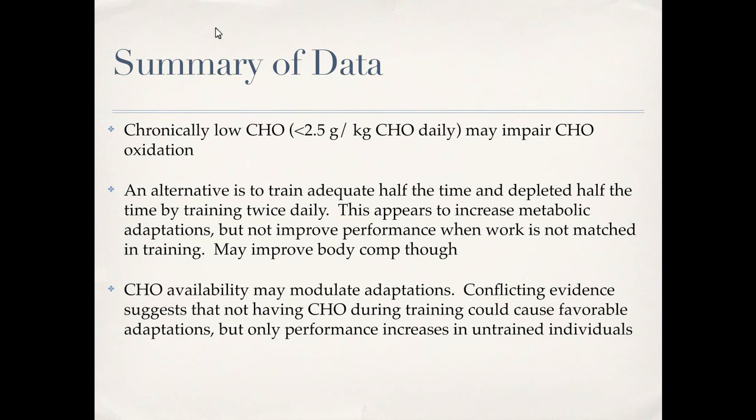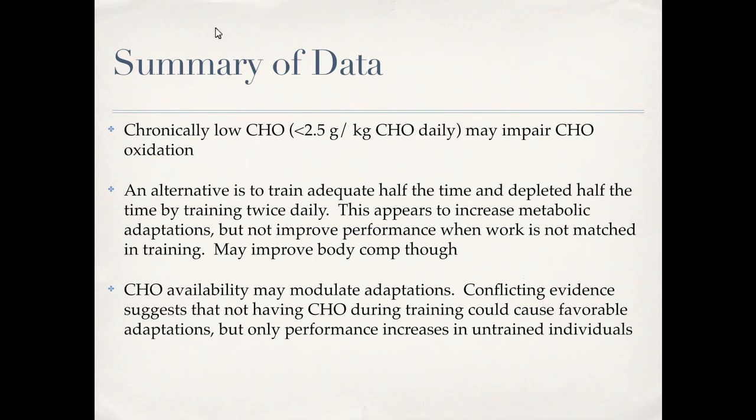So let's summarize this lecture up. Chronically low carbohydrate, less than 2.5 grams per kilogram, may impair carbohydrate oxidation. Right, so you might not want to necessarily do that. There is an alternative, and that's to train adequate half the time and depleted half the time by training twice daily. This appears to increase metabolic adaptations, but not improve performance when work is not matched in training. Also may improve body composition based on the fat metabolism data, but that needs further exploration.